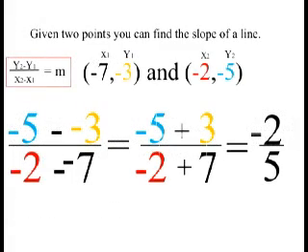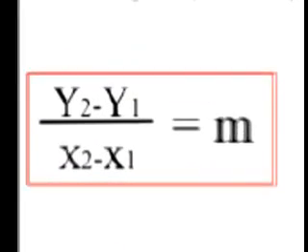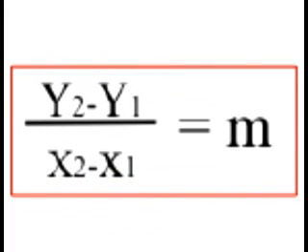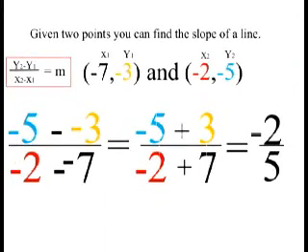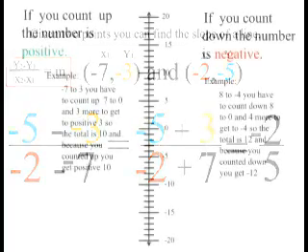Given 2 points, you can find the slope of a line. But you have to know the way to do that is y sub 2 minus y sub 1 over x sub 2 minus x sub 1 equals m, which represents the slope. Now look at this. This is the old way. This is the way that your teachers may be showing you how to do this. Well, we're going to show you how to do it with no pencil, no paper, and no calculator.